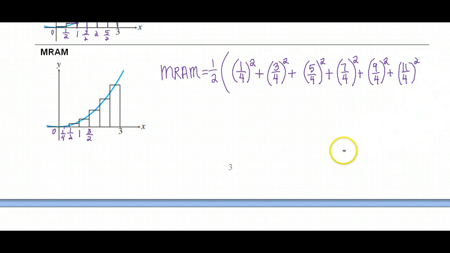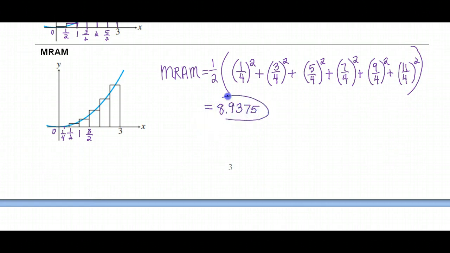So how do we find the midpoint of something? This goes back to geometry. Just add 0 plus 1/2 on your calculator and divide by 2. Do 1/2 plus 1 and divide by 2. Do 1 plus 3/2 and divide by 2.